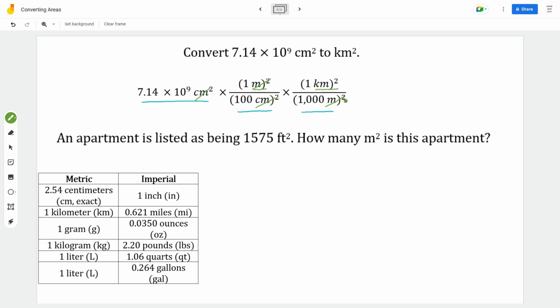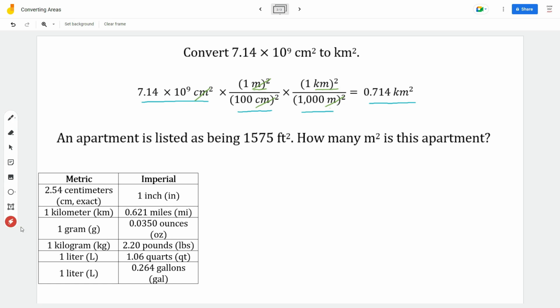Now let's put this in the calculator. I'm going to take my 7.14 times 10 to the 9th. I'm dividing by 100 squared. Again, make sure this squared ends up in your denominator. Then I'm going to divide by 1,000 squared, which means I'm going to take this very large number and it should end up being a very small number. And for my final answer, I get 0.714 kilometers squared, which makes sense.